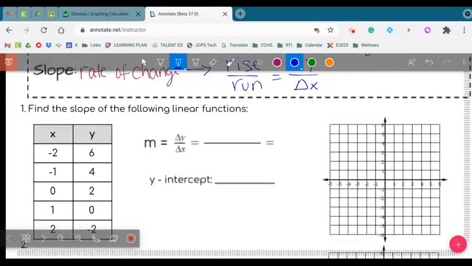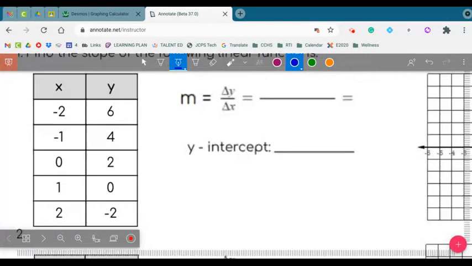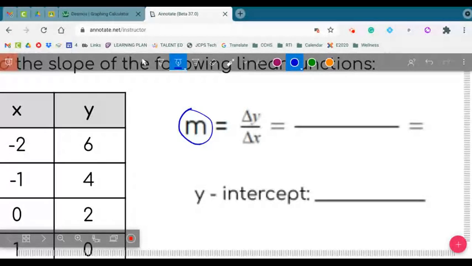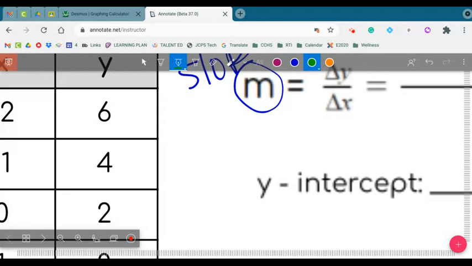So let's go down to our first example. First one, we have -2, 6, -1, 4, 0, 2, 1, 0, and 2, -2. So to find our slope, our m is the same as slope. Why it's m, I'm not exactly sure. But the abbreviation for slope is m, and then we have our change in y over change in x. So our change in y, what are we going up or down by each time? From 6 to 4, going down by 2. From 4 to 2, I'm going down by 2.